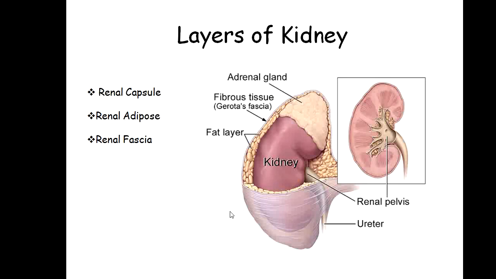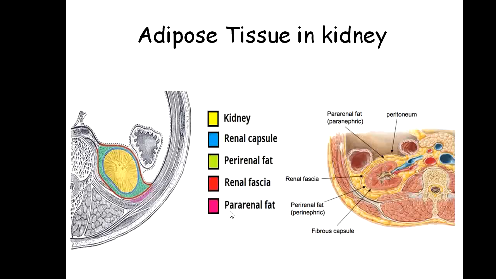Okay. Now coming to the next diagram. In this diagram you can see adipose tissue. This slide represents the adipose tissue inside the kidney, the fatty layers and fats inside the kidney. In this diagram, this yellow represents the kidney. Here this is labeled.